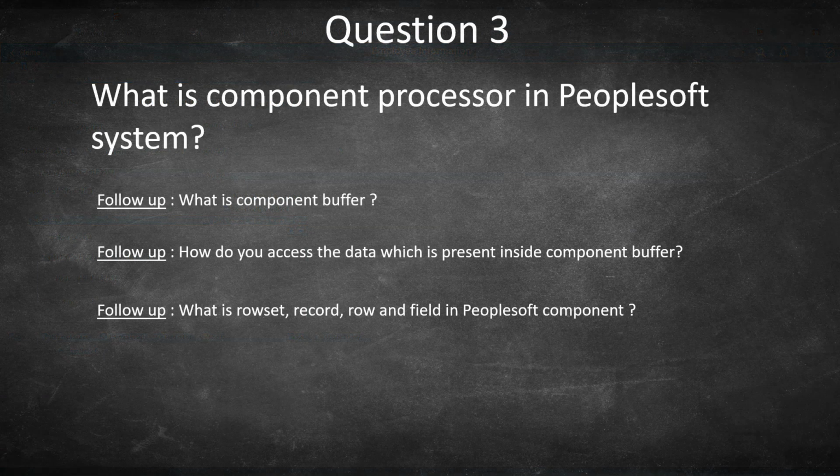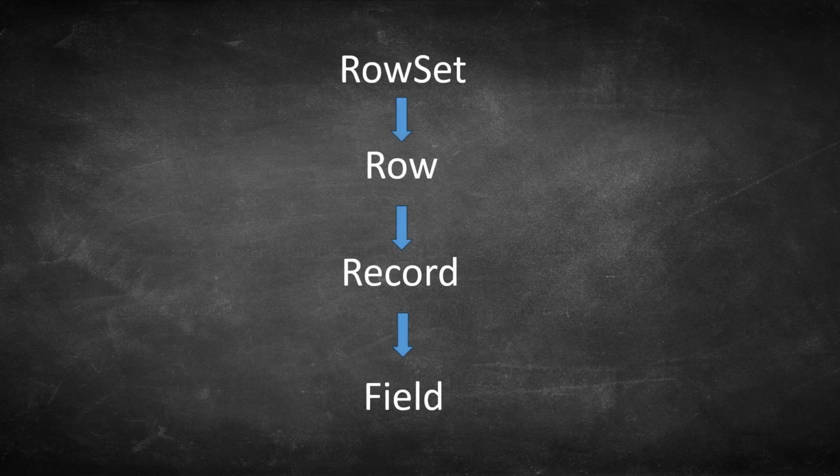Another follow-up question is, what is row set, record, row, and field with respect to PeopleSoft component? These four are the data buffer classes which are created when we access the PeopleSoft component, and they contain the data of a particular component. These follow a hierarchical pattern.